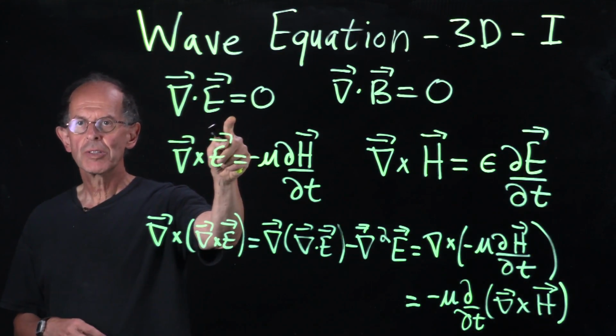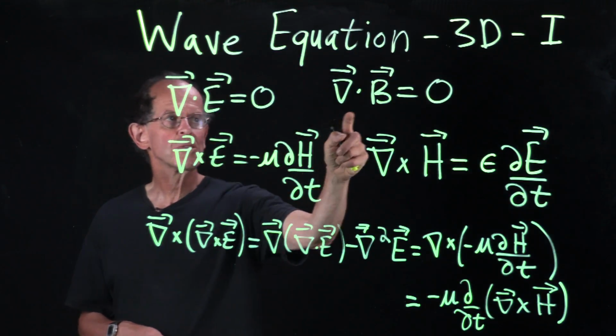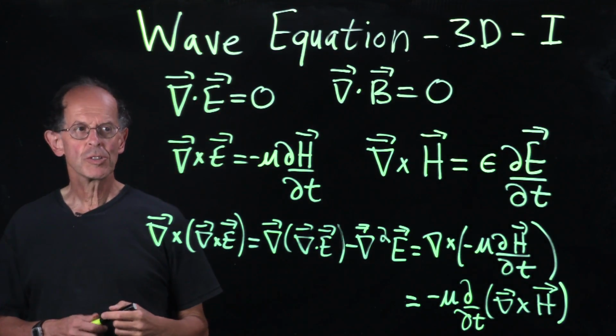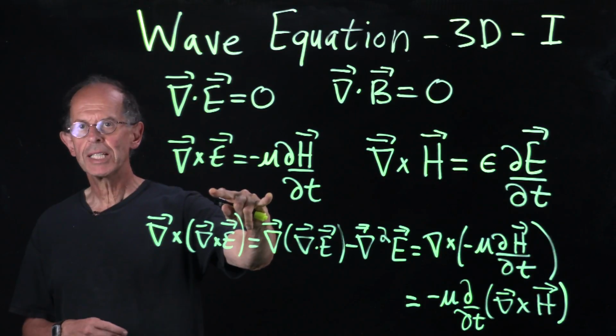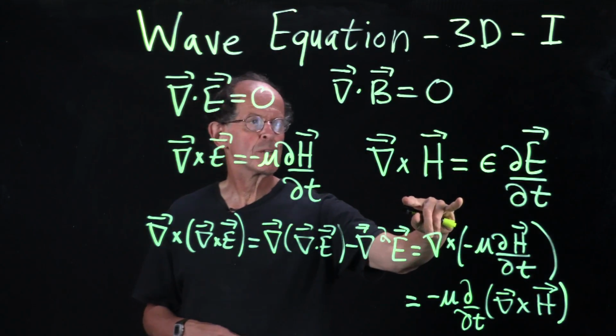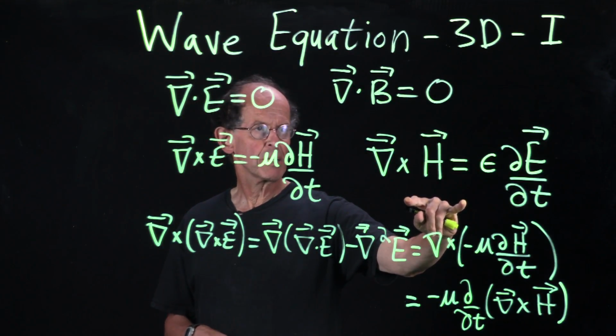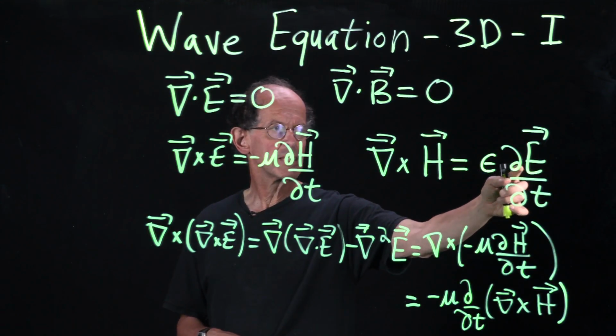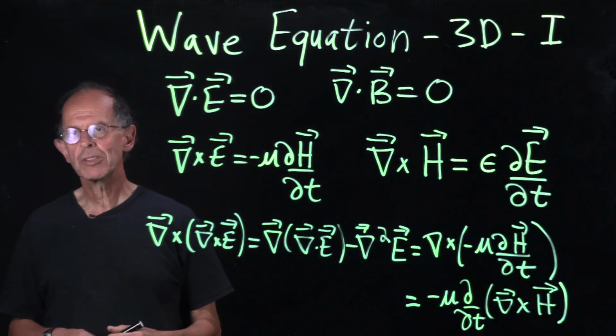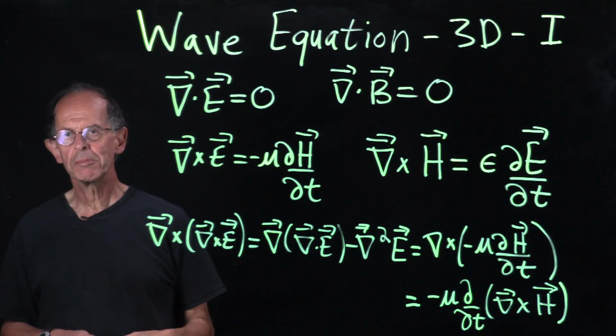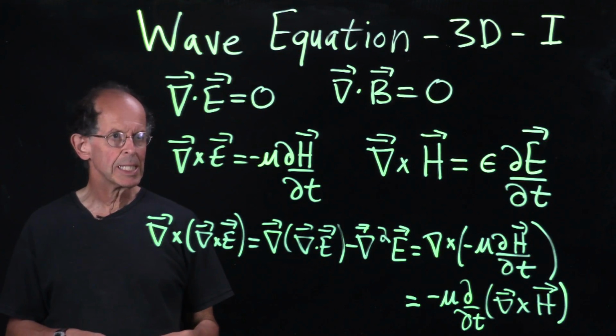Divergence of E is equal to 0. Divergence of B, no magnetic charges, 0. Faraday's law stays as is, and Ampere's law with no currents becomes this. Epsilon ∂/∂t is a representation of the derivative in time of D, which is epsilon E.